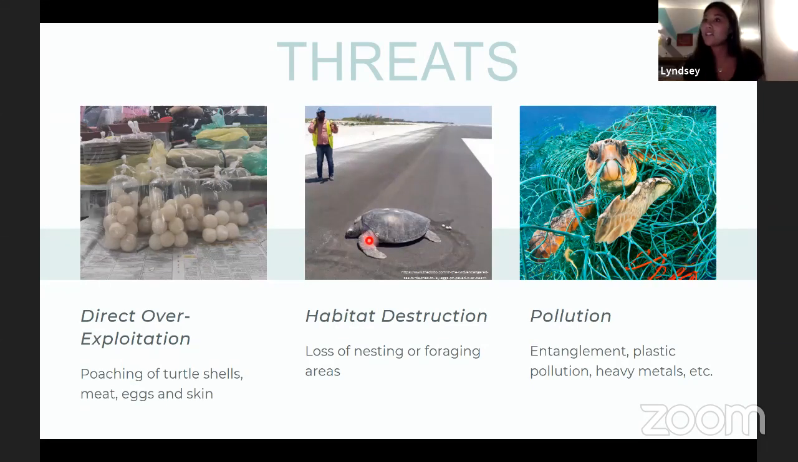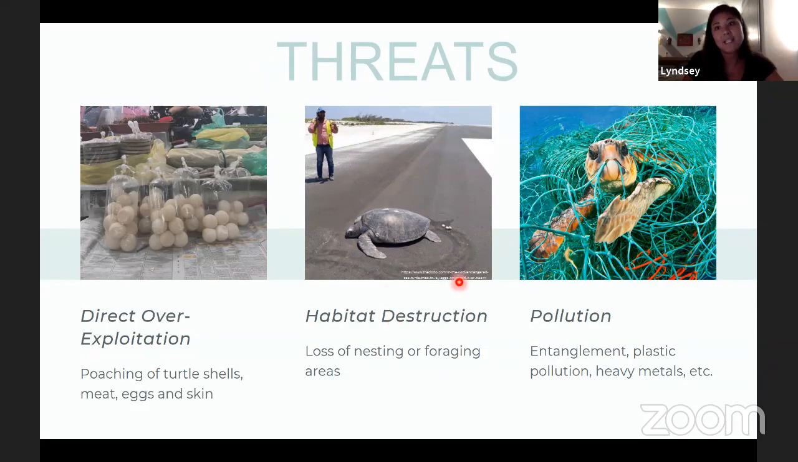So one obvious threat is direct overexploitation from humans. So this includes poaching of turtles for their shells, meat, and eggs. So this photo right here was taken in Malaysia, where it's legal. It's totally allowed for people to go to the markets and buy sea turtle eggs. And other regions of the world will eat the meat and skin. So obviously that's a pretty big problem.